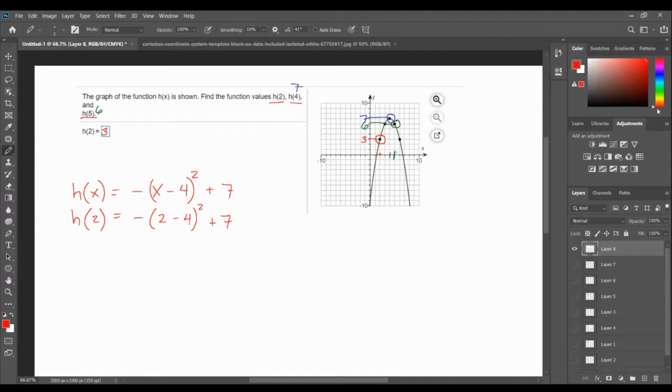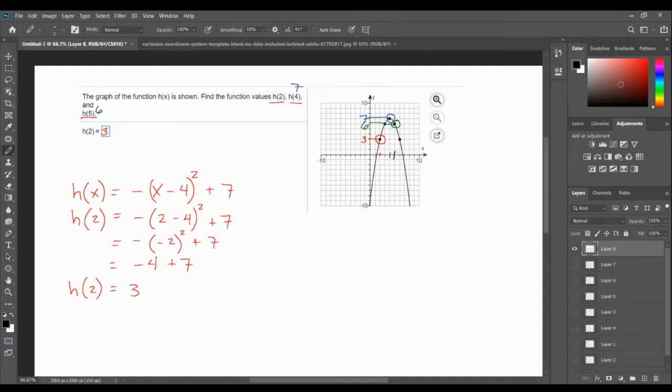Now, again, say I have the function here, and I plugged in my value. We'd have our negative. 2 minus 4 is negative 2. Square that, plus 7. Negative 2 squared is 4, but I've got this negative out in front, plus 7, and negative 4 plus 7 is 3. So h of 2 would be 3, and sure enough, that's what we got when we read it right off the graph.